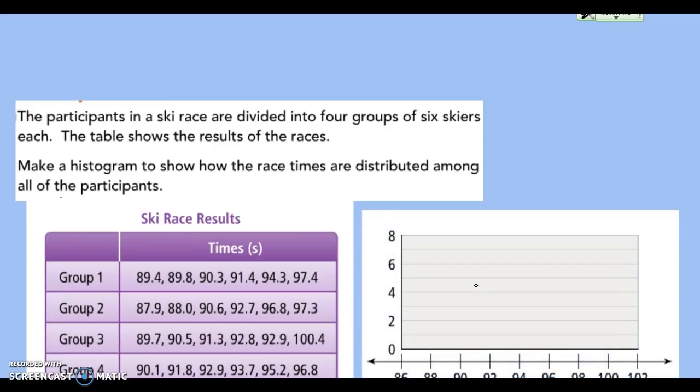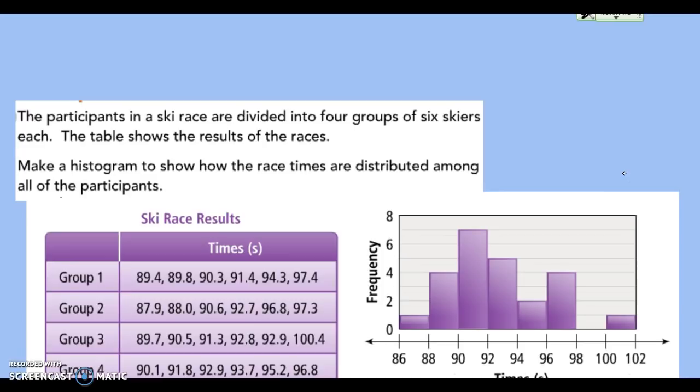All right? So if you look right here, set yours up on your paper, and your first interval is going to have numbers that come between 86 and 87, then from 88 to 89, then from 90 to 91, then from 92 to 93, then from 94 to 95, and so on.